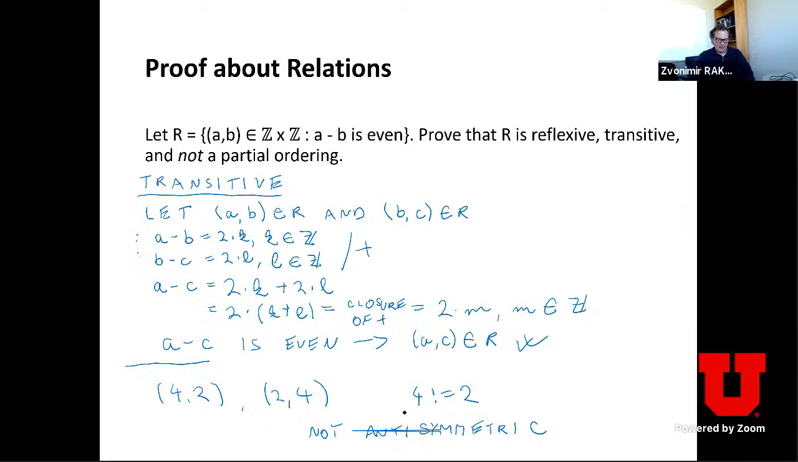Okay. So it's not antisymmetric, and in this case, it is symmetric. Any other questions? Is it possible for a relation to be neither reflexive nor irreflexive? Okay, I have to think about this myself. Reflexive, neither reflexive nor irreflexive.